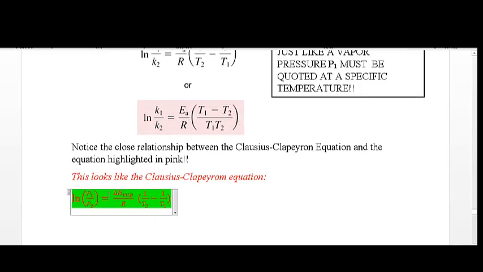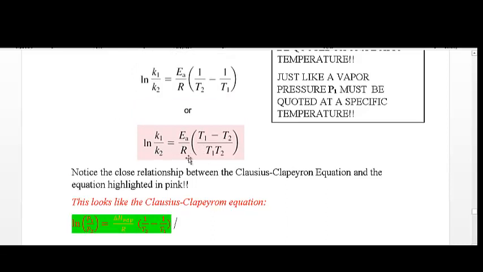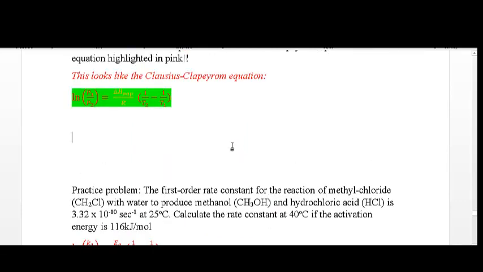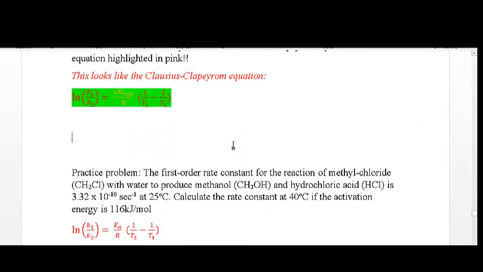In the Clausius-Clapeyron equation, to get over the hump is delta H vap, or the delta H of vaporization. And here, to get over the hump, it's the activation energy, EA. Okay, both of them have the gas constant R. So let's do a practice problem involving the Arrhenius equation and see if your answer is the same as mine.